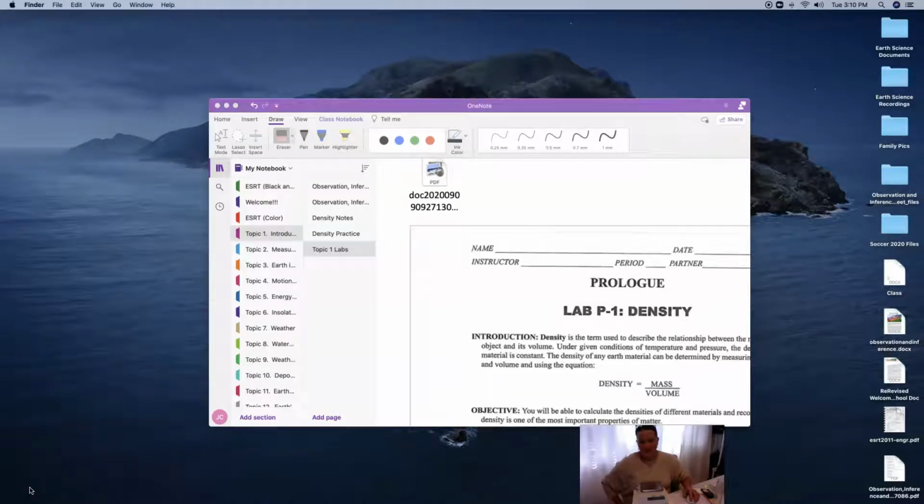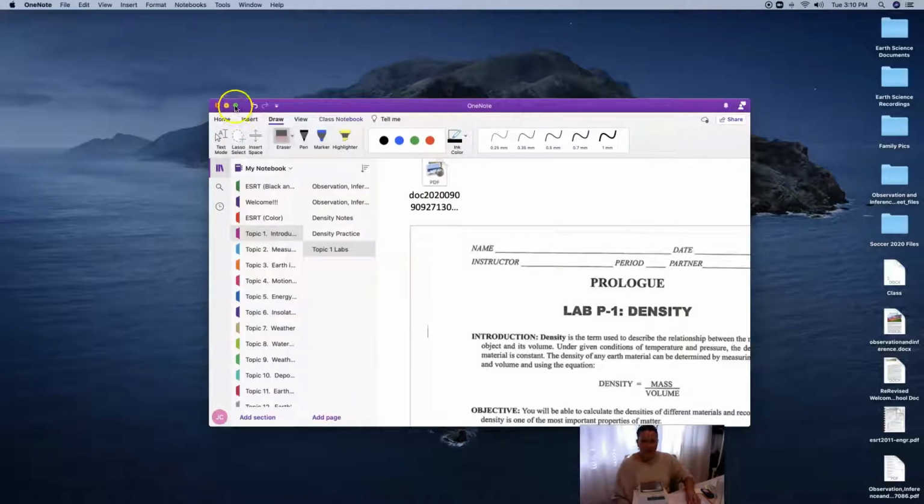Hey everybody, it's Miss Corso here, and I am trying my first attempt of doing our first lab of the year online, remotely. I have in front of me on my actual screen of my monitor the density lab.